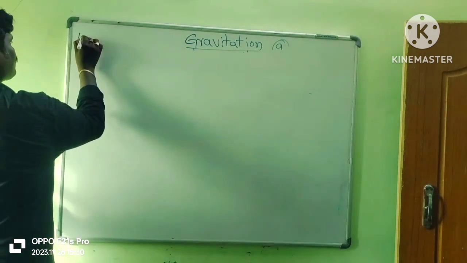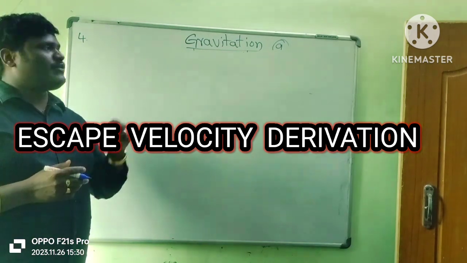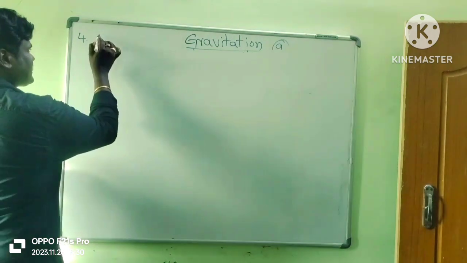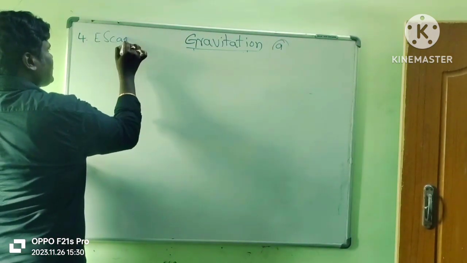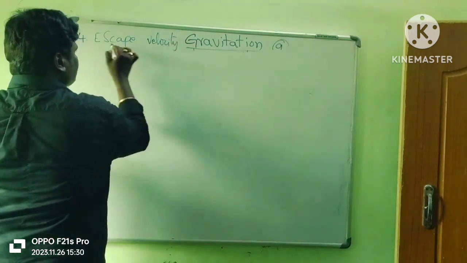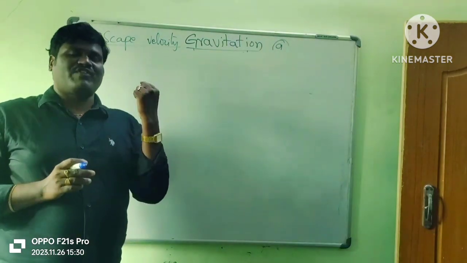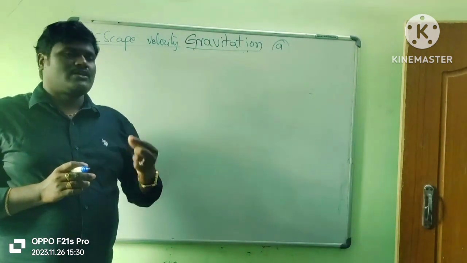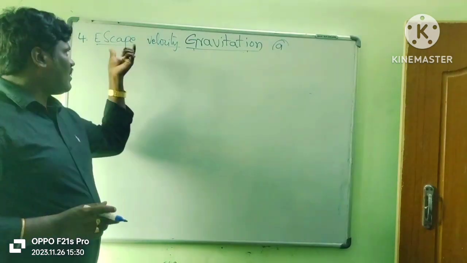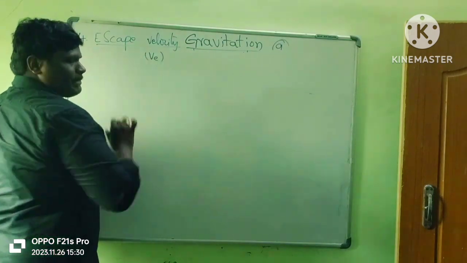The fourth question is, what is escape velocity, what is the value of escape velocity, and what is the formula for the escape velocity? How can you define the escape velocity of the Earth? Escape velocity means the minimum velocity which is required to escape an object from the gravitational field, and it is denoted by the letter v.